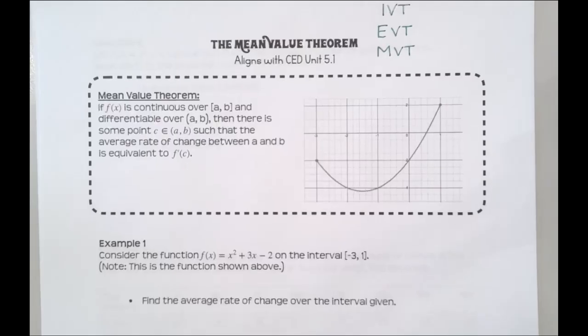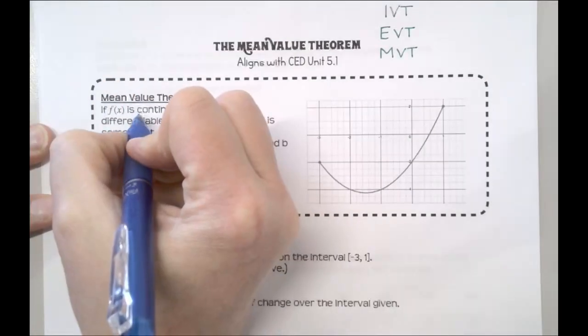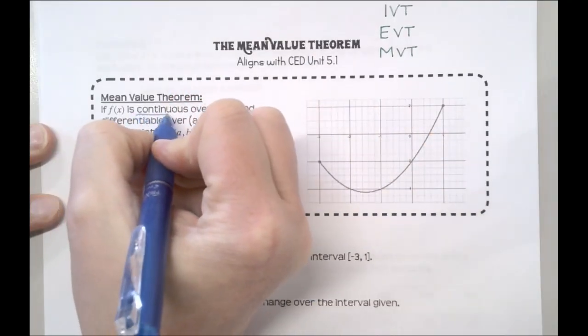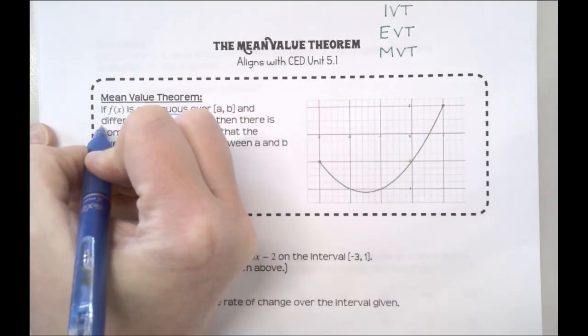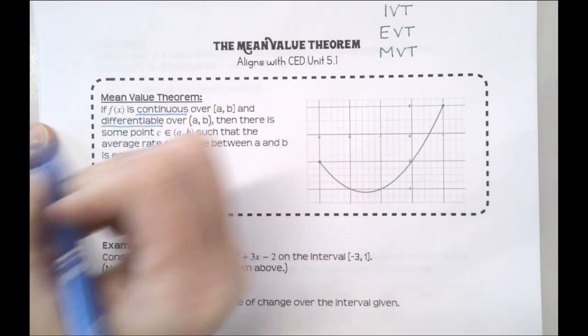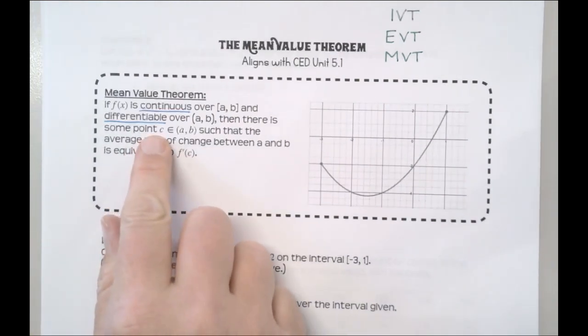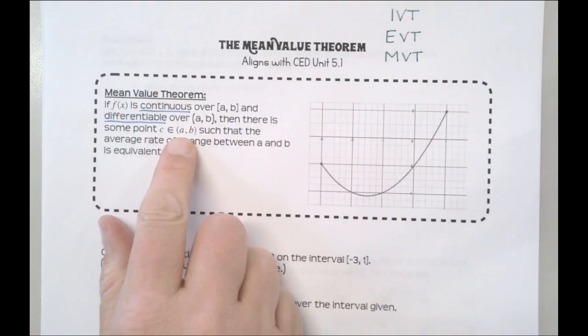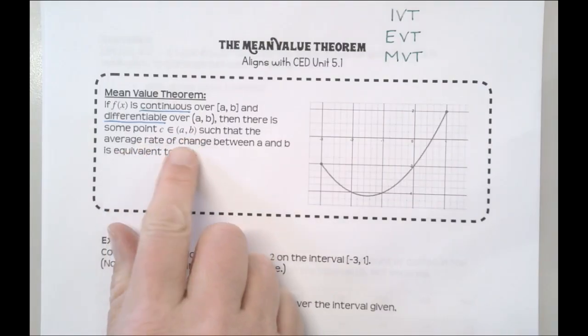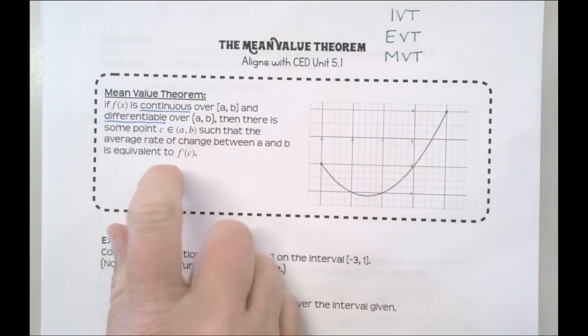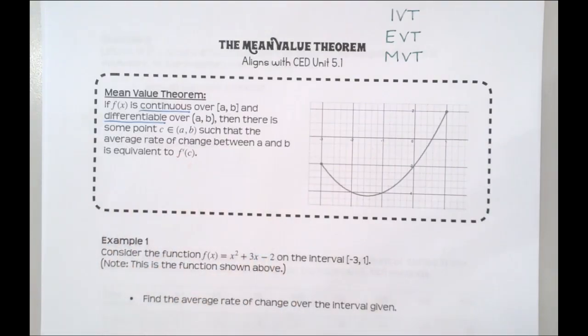So what the mean value theorem says is that, once again, if we are continuous, all these other ones also relied on the fact that the function was continuous. This one also has the additional condition of being differentiable. So you have to be a function that's differentiable, and that should give you a clue that derivatives are going to come into play here. On a closed interval, then there exists a point C between A and B, such that the average rate of change between A and B is equivalent to the derivative at C.